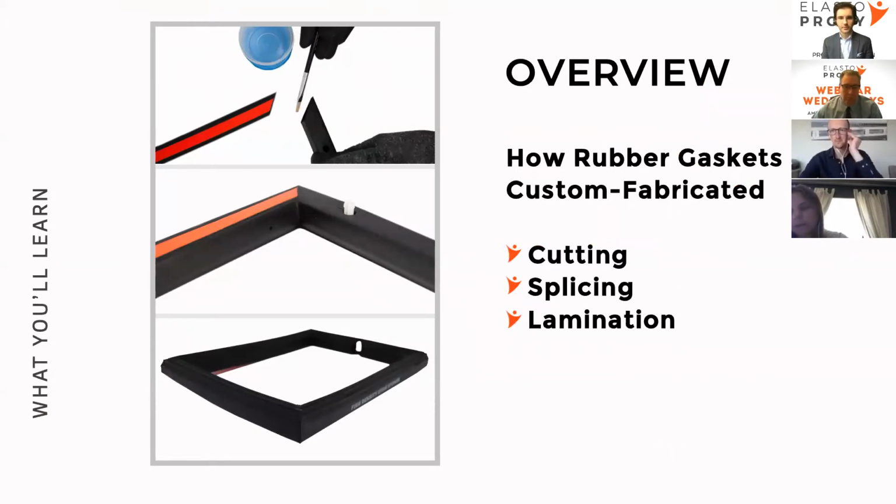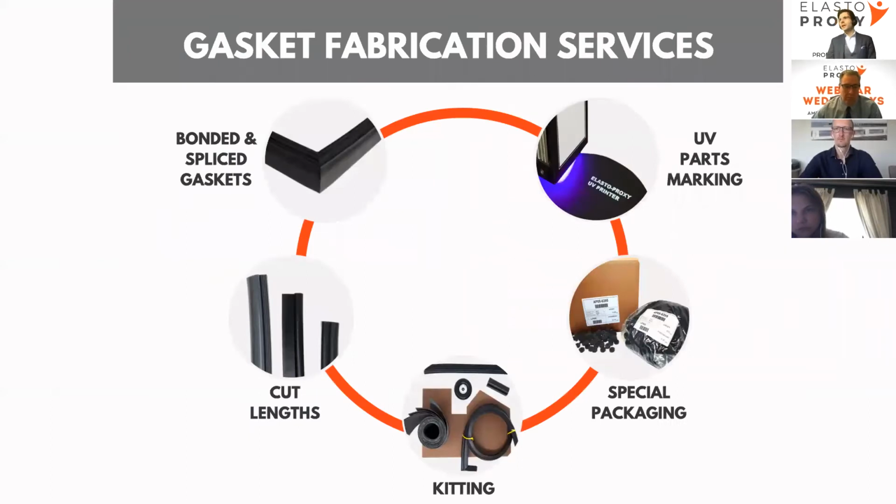We'll dig deeper on those 3, and we'll also take a look at other services that can help reduce cost and increase efficiencies in your production line. For gasket fabrication services, we'll be taking a look at bonded and spliced gaskets. What do those terminologies mean? There's also cut length: specific length, cut-to-size extrusions that you can get.